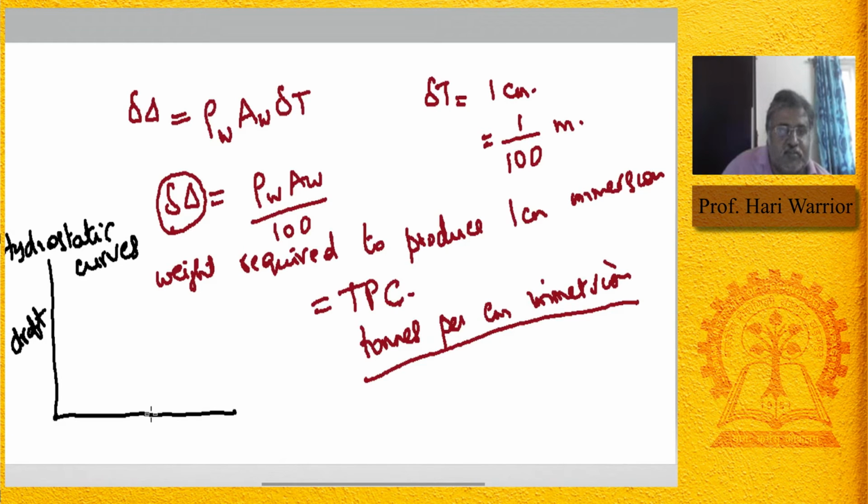For instance, you can put all the form coefficients here. Like I can have a curve for CB. CB will look like this. Then CM can look like this. Remember, CB is a block coefficient, CM is a midship section coefficient, and all those different coefficients of form, CP, they all look different.